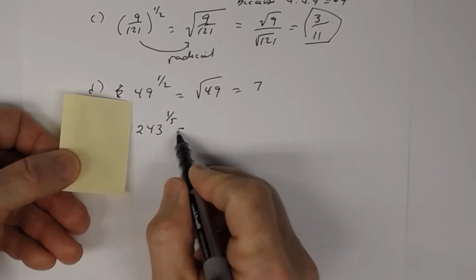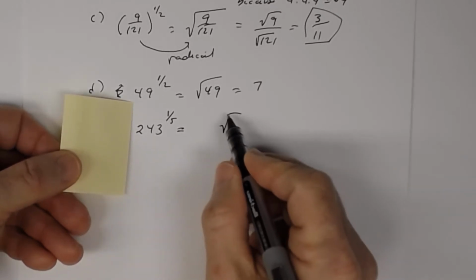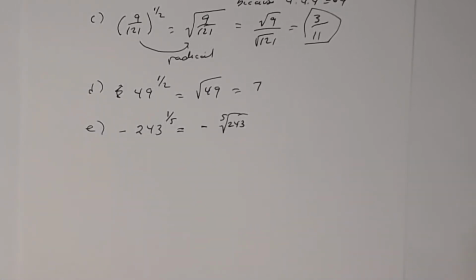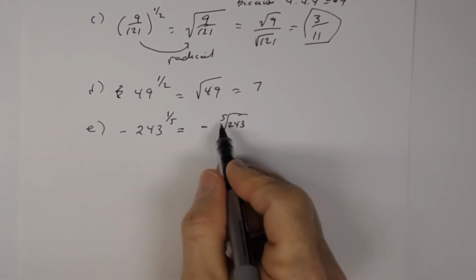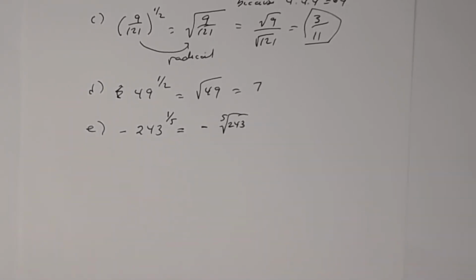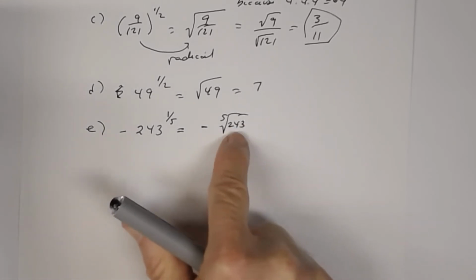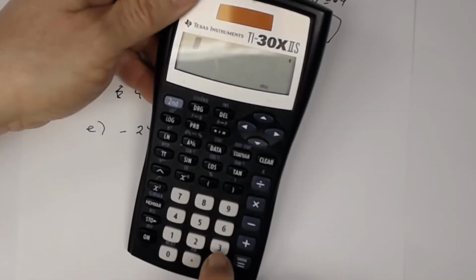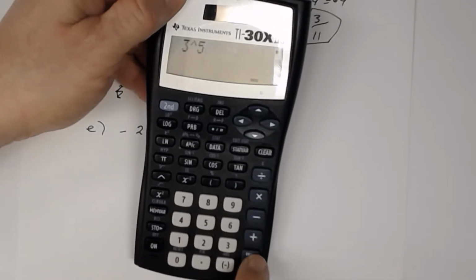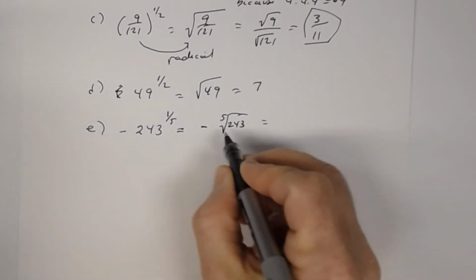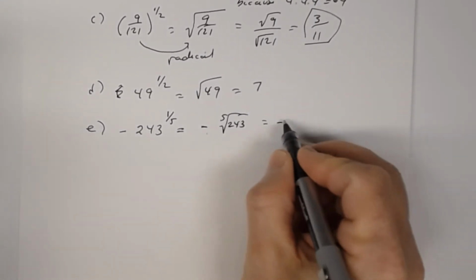So this becomes the 5th root of 243, but there's a negative out in front, so put the negative back. And then you're asking yourself, what times itself 5 times is 243? If you have access to a calculator, just to remind you what this means: what times itself 5 times is 243? So let's see, 3 to the 5th. Let's see if that works. Yep, there it is. So the answer is 3, because 3 to the 5th is 243. But it's going to be negative 3, correct? Negative 3. So there's the answer.